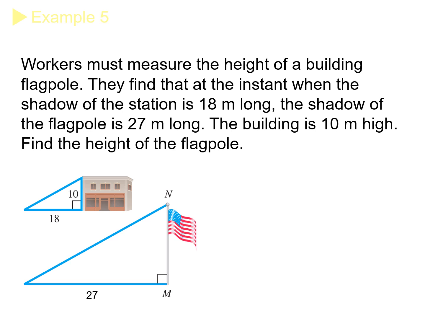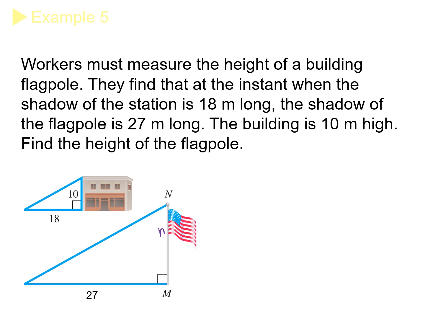Now for the student fact. Workers have to measure the height of a building flagpole. They find at the instant when the shadow of the station is 18 meters long, the shadow of the flagpole is 27 meters long. The building is 10 meters high. Find the height of the flagpole.